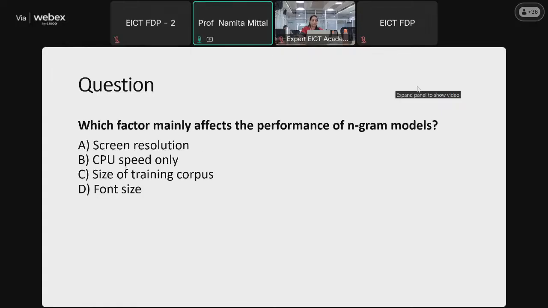Next question. Which factor mainly affects the performance of an n-gram model? Is it A? No. CPU speed only? No. Size of training corpus? Font size? No. So the only possible solution is size of training corpus. C. Correct.